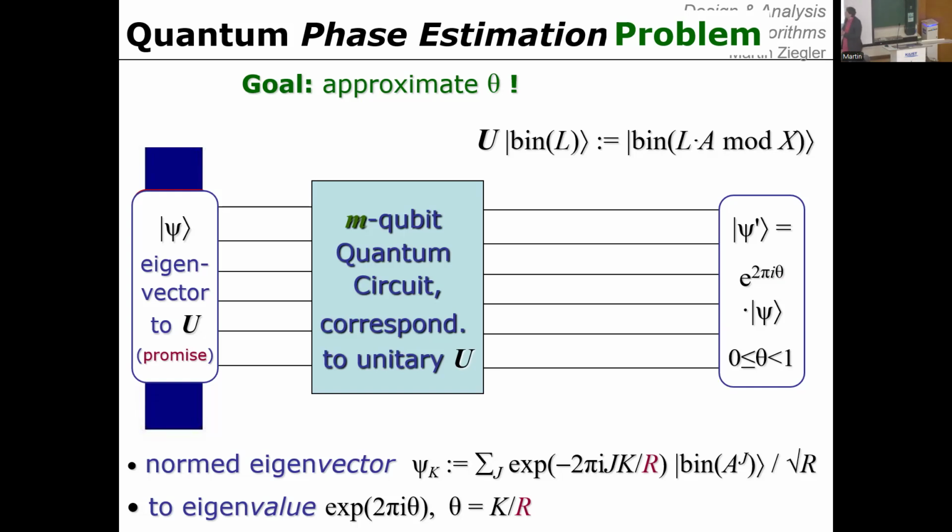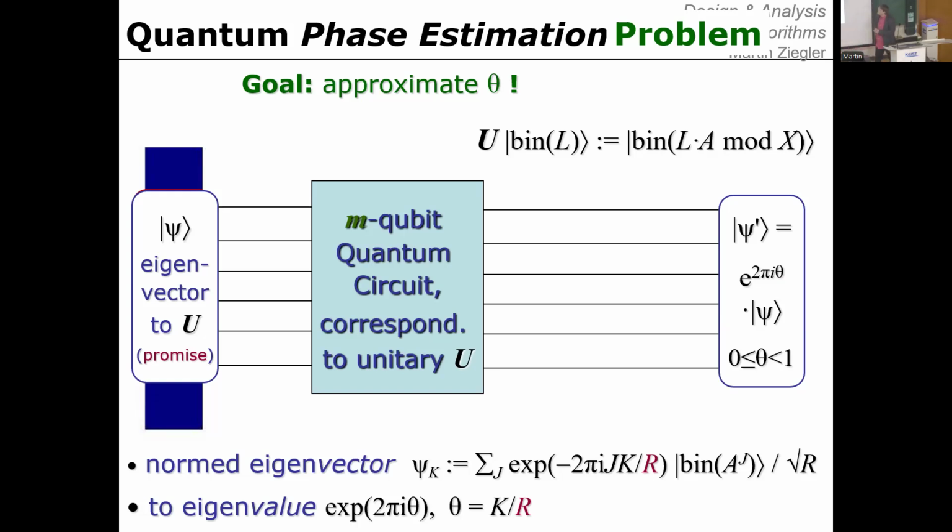First, we need to prepare such an eigenvector, but this eigenvector is exponentially large, right? Remember again, this sum here, J, has exponentially many terms. Also, it involves R, which our goal is to determine R, so we don't even know R.